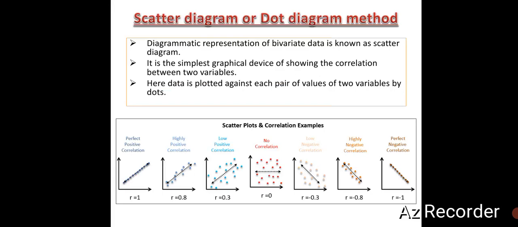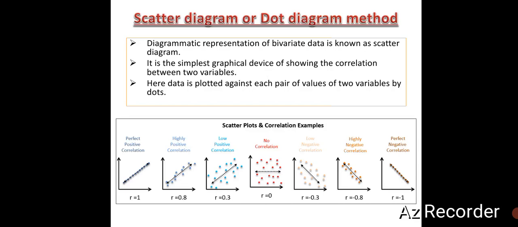This is a diagrammatic representation of bivariate data, and it is the simplest graphical device of showing the correlation between the two variables. Here, the data is plotted by dots against each pair of values of the two variables. See how it is done. On the x-axis, we consider one variable. On the y-axis, we consider another variable. We put the values and make a dot, and we form an imaginary line across these dots, and that line shows us how the two variables are correlated.